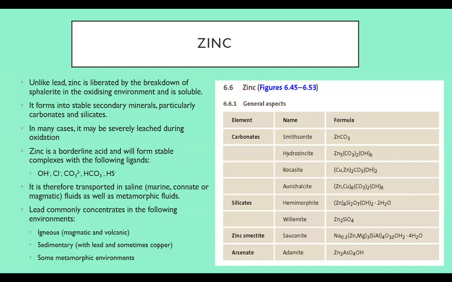There's some more details specific to it. It's liberated in the environment more because you can oxidize sphalerite and it becomes soluble. And then it forms stable secondary minerals, carbonates and silicates out of that system. So things like smithsonite, zinc carbonate. You might get it in zinc clays, but other varieties of silicates. But the primary ore mineral is sphalerite.